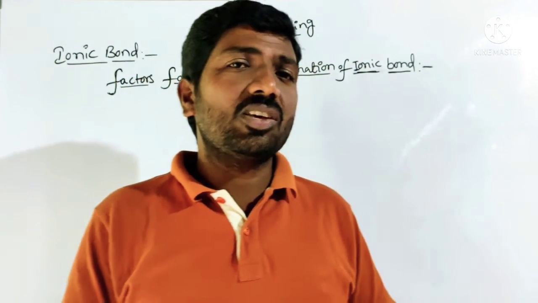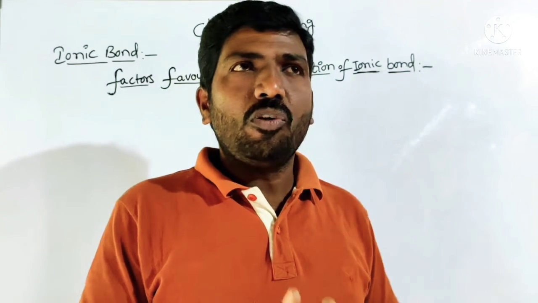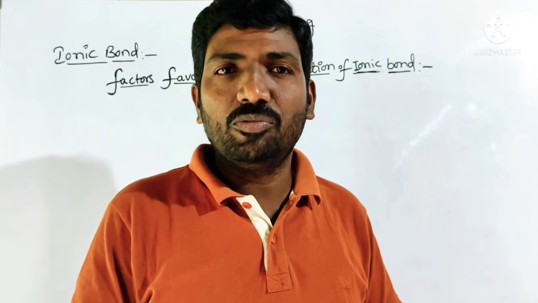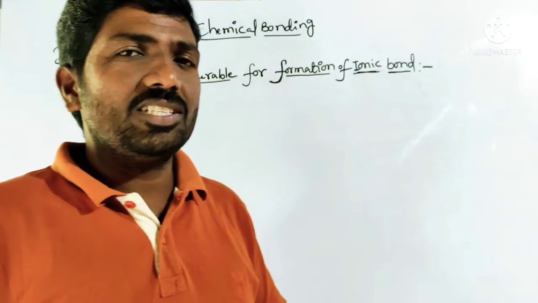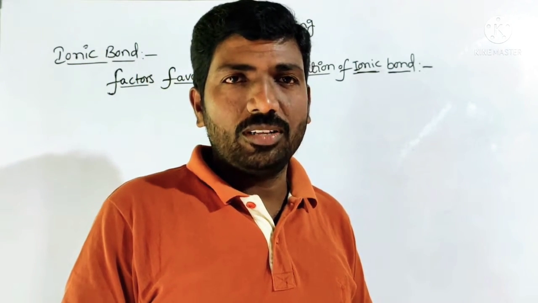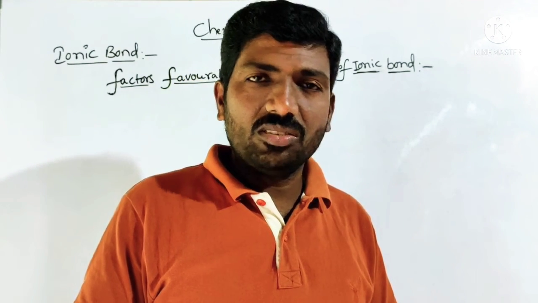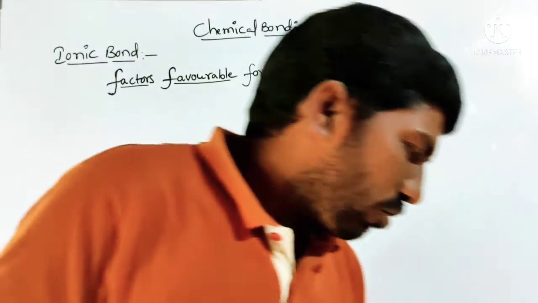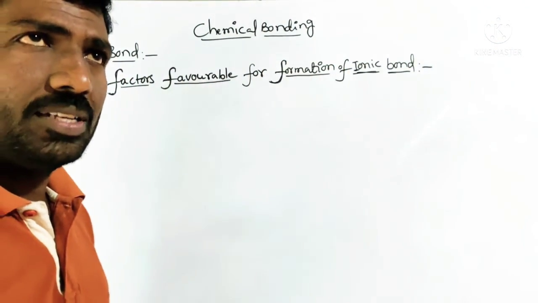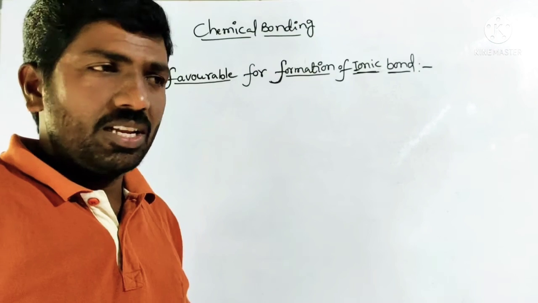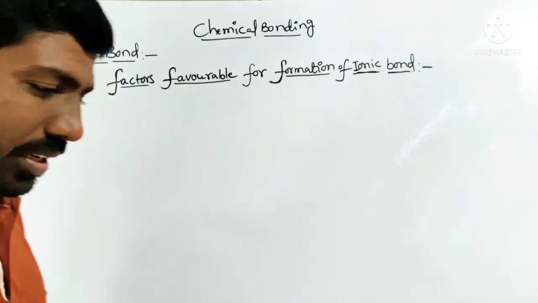Two oppositely charged ions, how will they be formed? One is a cation, another one is an anion. We will discuss how the anion and the cation are formed. What are the favorable conditions for formation of an ionic bond? Some favorable conditions are there, and we will discuss them today. Ionic bonds are also called electrovalent bonds. The force of attraction between two oppositely charged ions is known as an ionic bond.